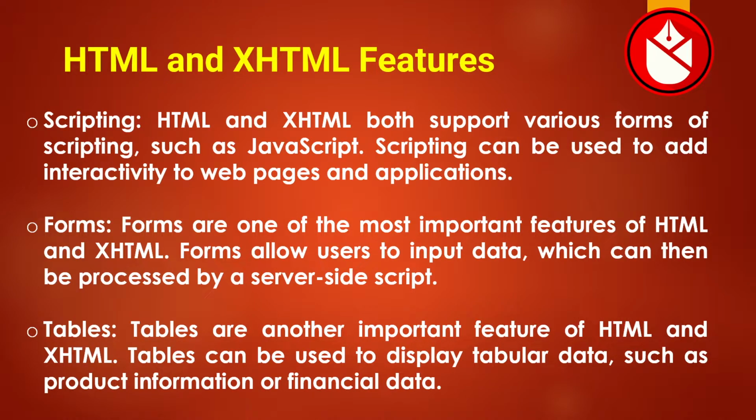Next one is scripting. HTML and XHTML both support various forms of scripting such as JavaScript. Scripting can be used to add interactivity to web pages and applications. Now about forms. Forms are one of the most important features of HTML and XHTML. Forms allow users to input data which can then be processed by a server-side script. Now about tables. Tables are another important feature of HTML and XHTML. Tables can be used to display tabular data such as product information or financial data.